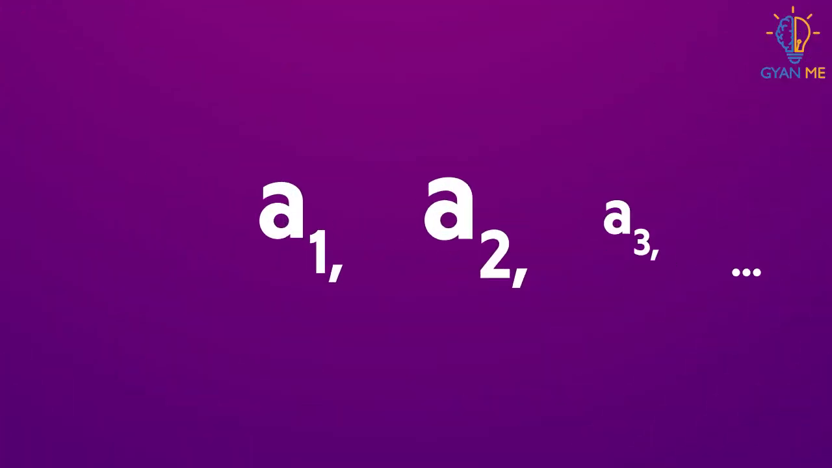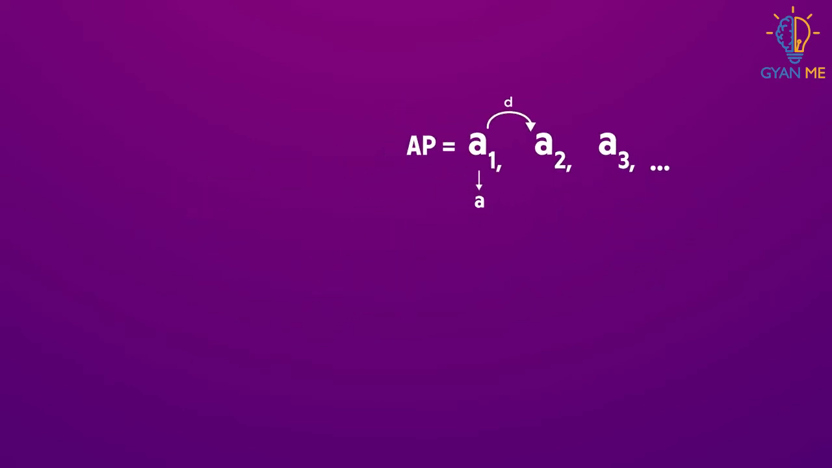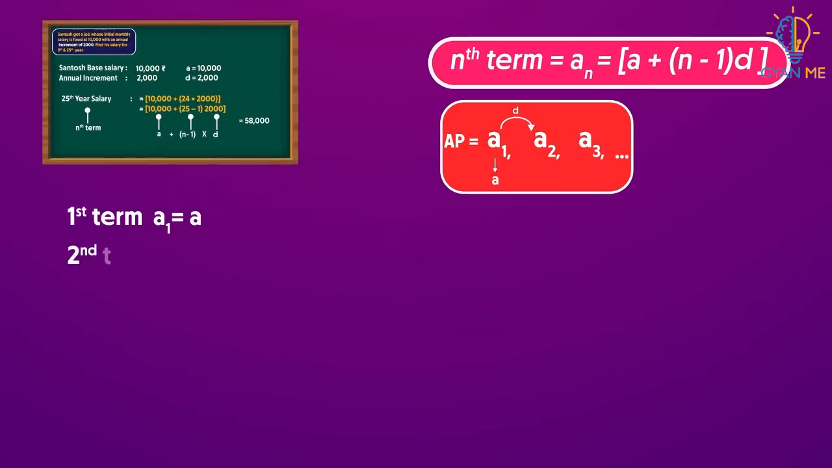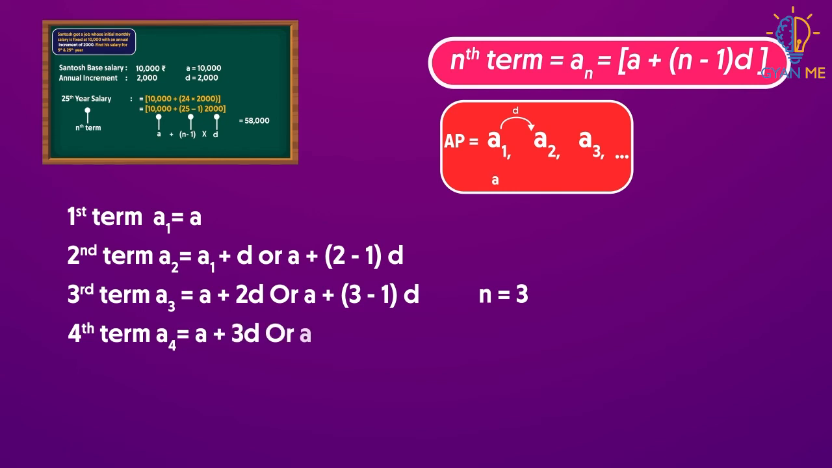Let us say A1, A2, A3 are the terms of AP, whose first term is symbolically written as A and common difference be D. Then first term A1 is equal to A. Second term A2 would be A1 plus D or A plus 2 minus 1 times D. Third term would be A3, which is equal to A plus 2D, or A plus 3 minus 1 times D, where n is equal to 3, that is first term plus 2 times common difference D, and fourth term will be A4, which is equal to A plus 3D equal to A plus 4 minus 1 times D, where n is equal to 4.